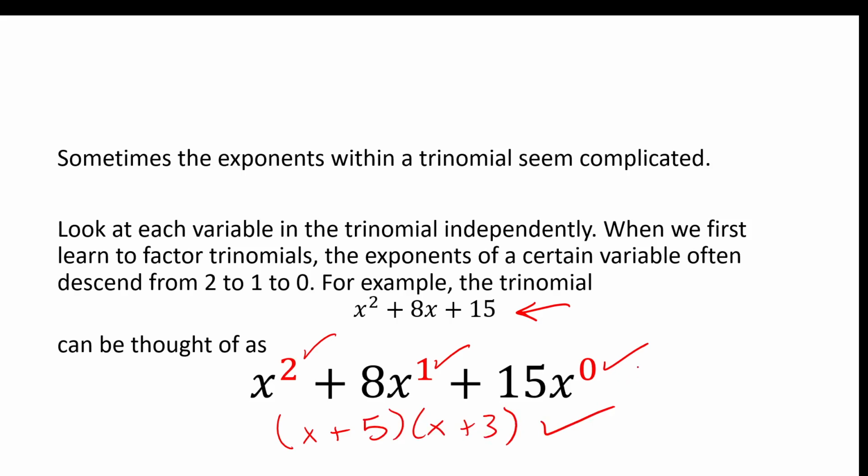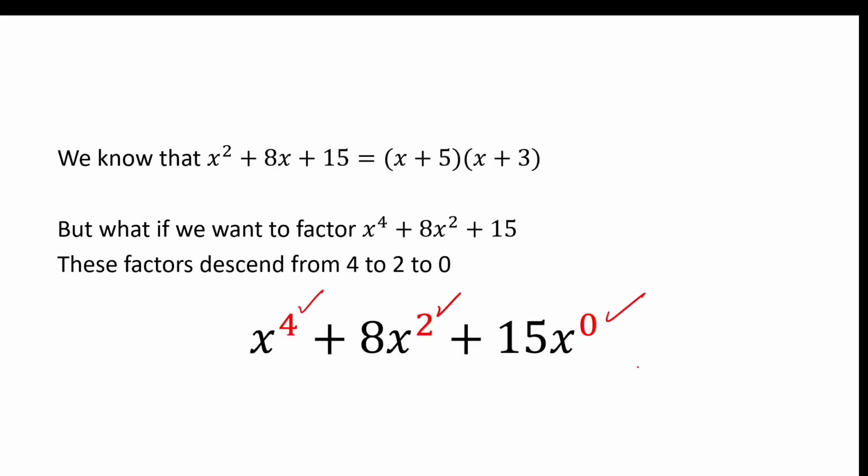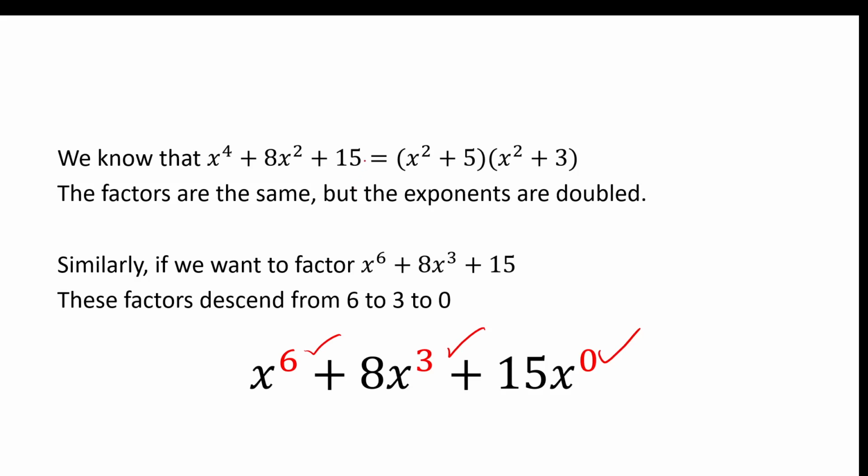Well, if we multiply every one of those exponents of x by 2 and get x to the 4 plus 8x squared plus 15x to the 0, then we would simply multiply each of the exponents of x by 2 in our answer. So instead of x to the 1 plus 5 and x to the 1 plus 3, we'd have x squared plus 5 and x squared plus 3. The factors are the same other than the fact that the exponents have been doubled.